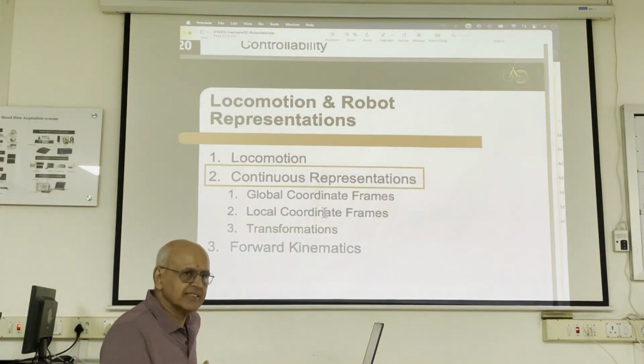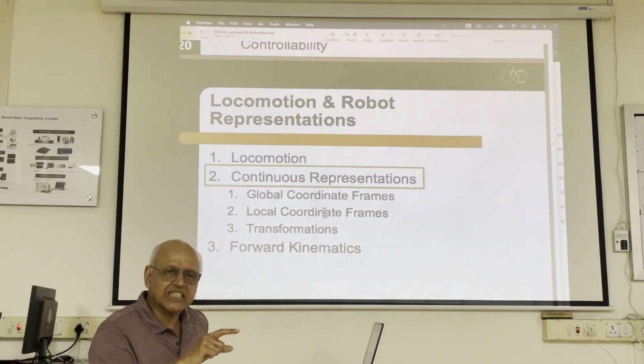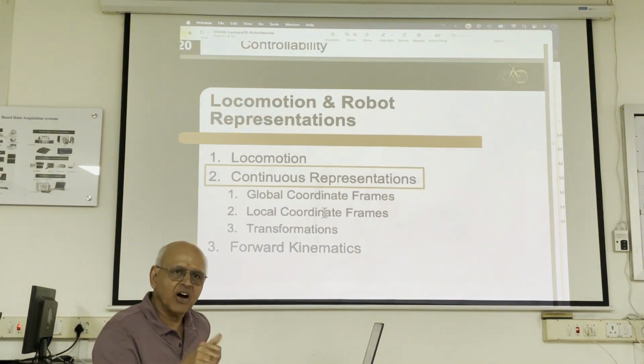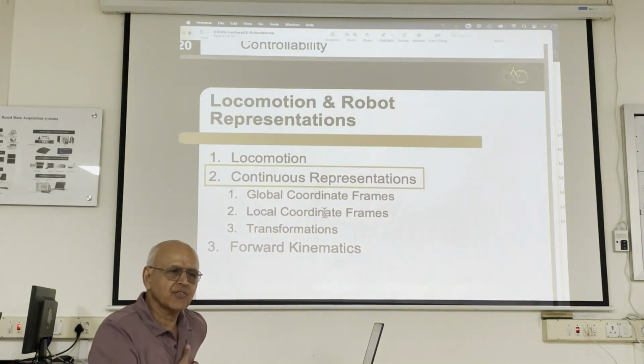Now, why do you need this? That's what I'm getting at here. Why do you need transformations? And also in the process, we're going to derive the equation that led to R equals V by omega. How do we get that? So we're going to derive that for the differentially steered robot.